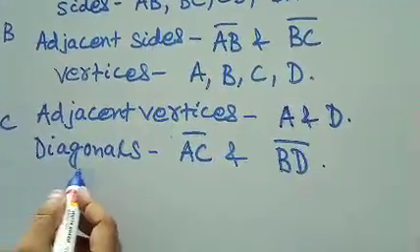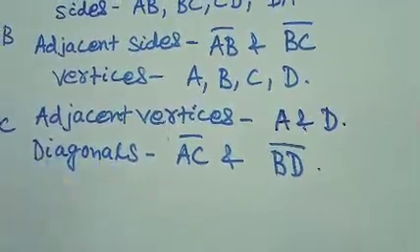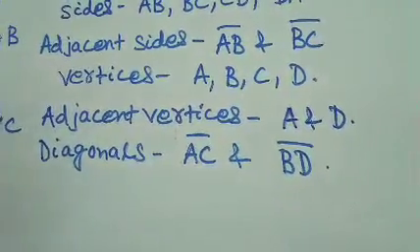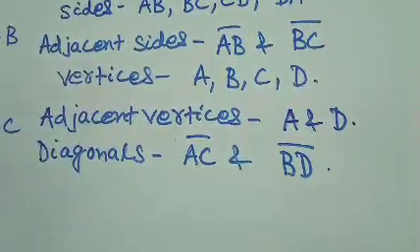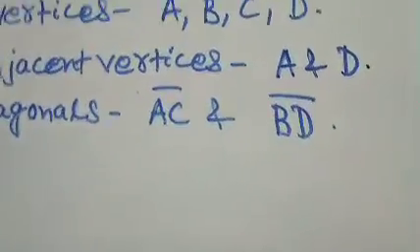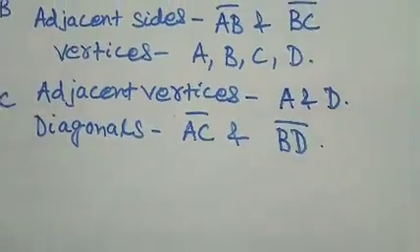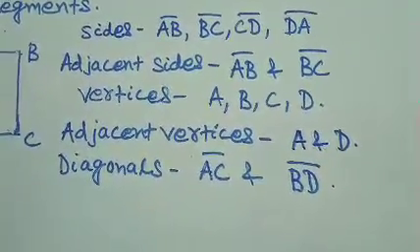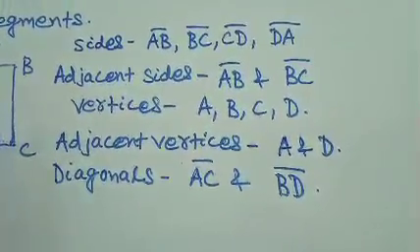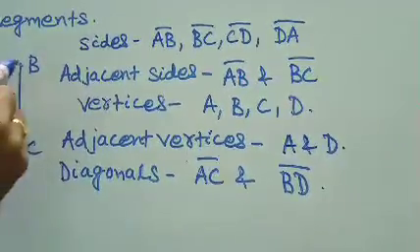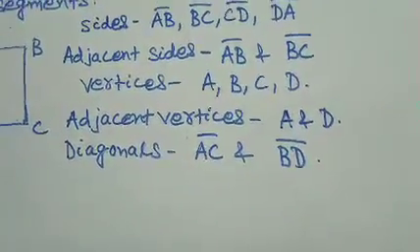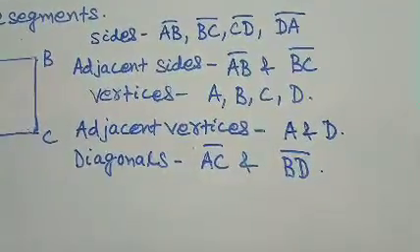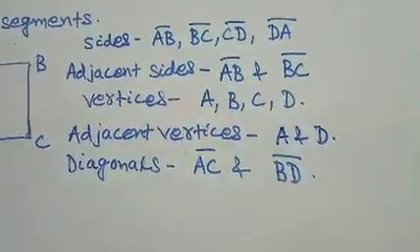Next one is the diagonals. Look here, AC and BD. When we draw a line or when we join the opposite vertices, then we will find a diagonal, meaning AC and BD. These two line segments are called the diagonals of the polygon. Okay, note it down properly.